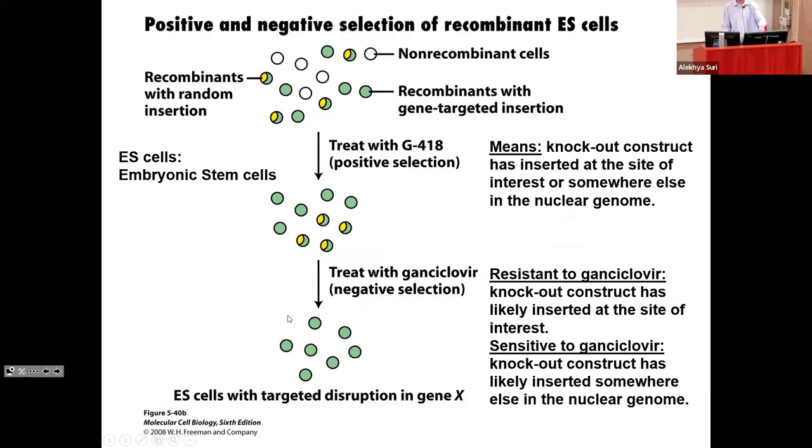The first one is with the G418 drug, just to see, okay, we get some transformants, but then you would screen those for the sensitivity to this ganciclovir, and if it's sensitive, then you know thymidine kinase is present, so it's most likely some other place. If it's resistant, then you know likely it will be at the right place, the knockout construct.